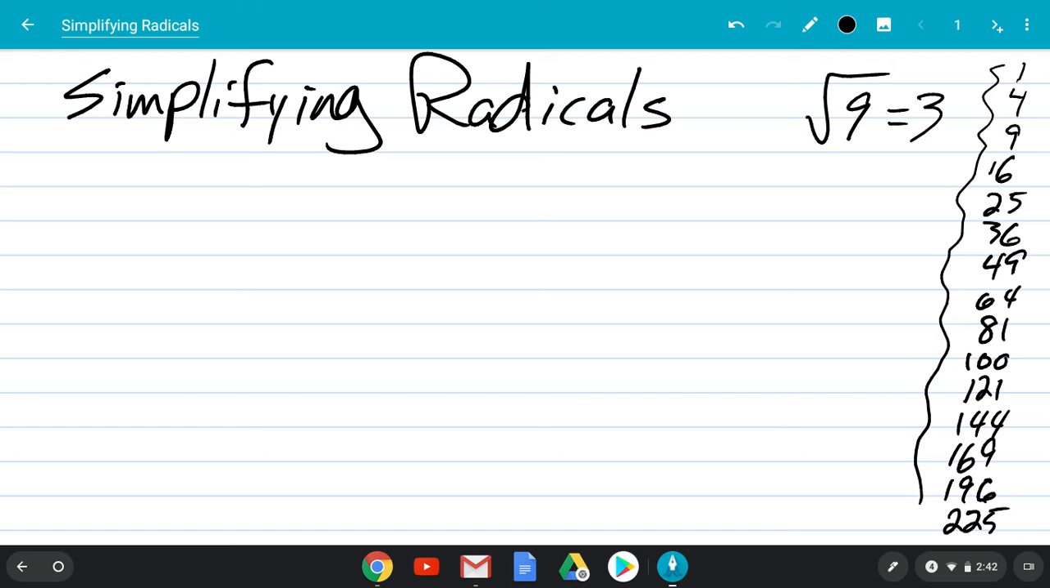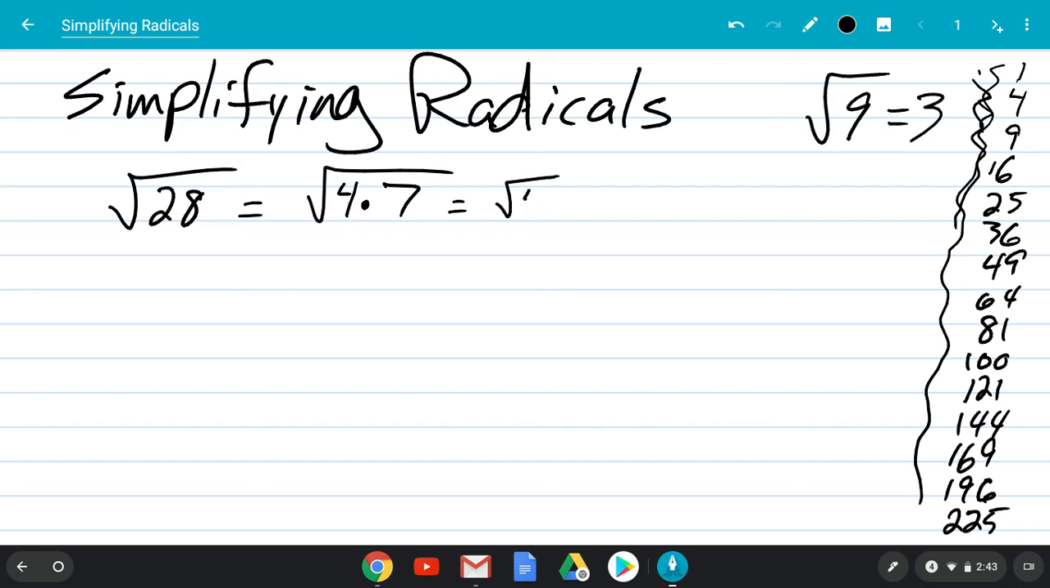So let's take a number, for example. Let's just make one up here: the square root of 28. Now, there's two ways to think of this. First, we can start by thinking about this list. Are there any of these numbers on this list over here that go into 28? Well, yeah, 4. I could rewrite that as 4 times 7. That's another way of writing 28, right? 4 times 7. Then that could be rewritten as the square root of 4 times the square root of 7.